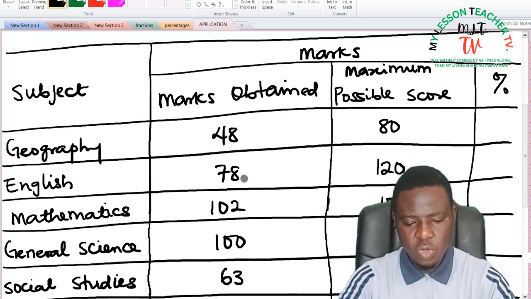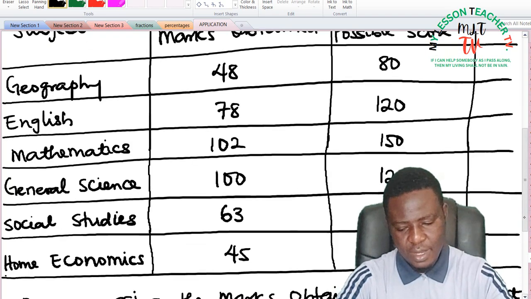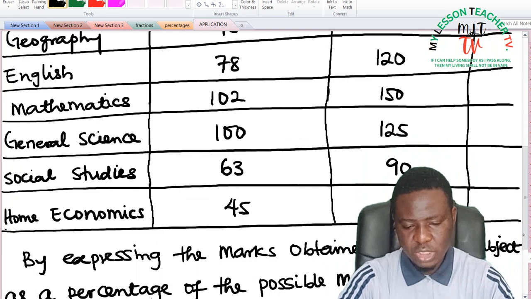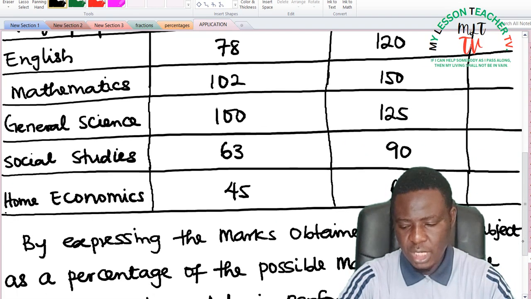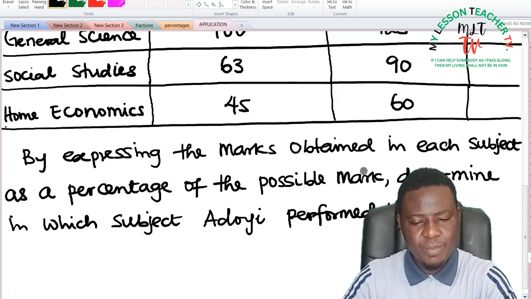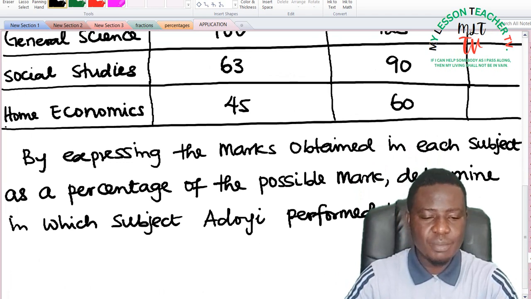For English, he scored 78 out of 120. Mathematics, he scored 102 out of 150. And general science, he scored 100 out of 125. While for social studies, he scored 63 out of 90. And home economics, he got 45 out of 60. By expressing the marks obtained in each subject as a percentage of the possible mark, we are to determine in which subject Adoyi performed best.